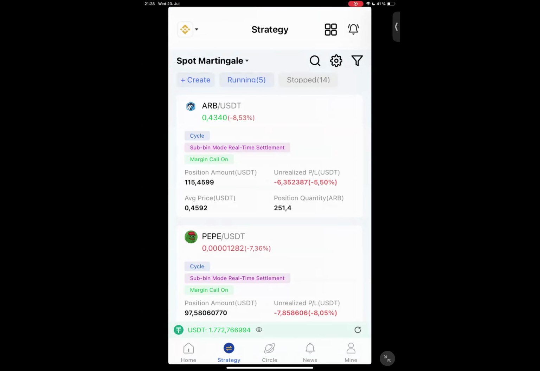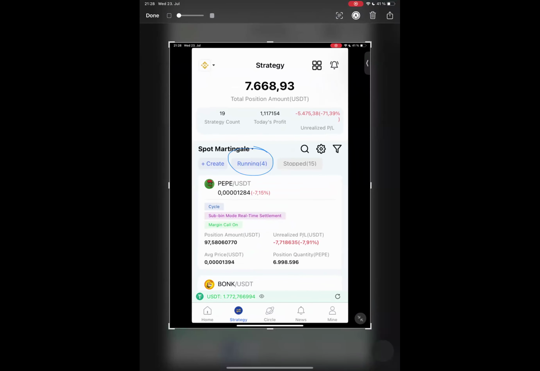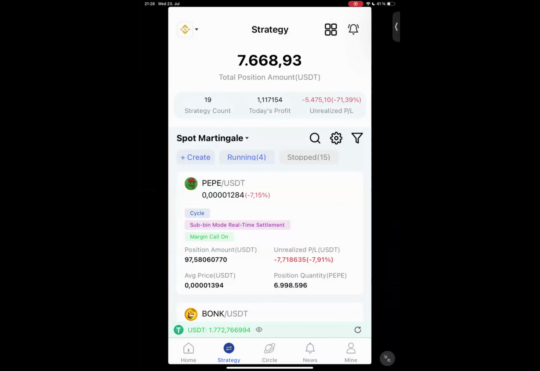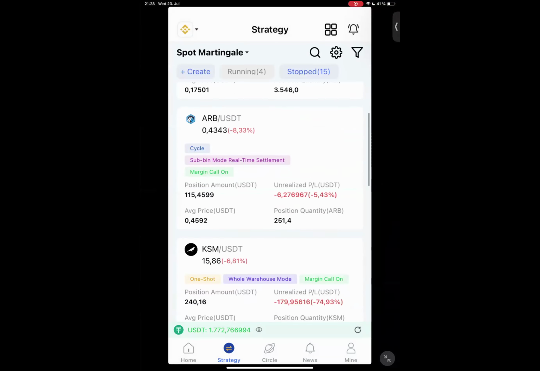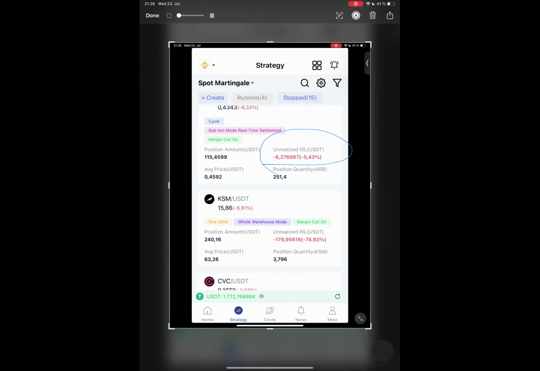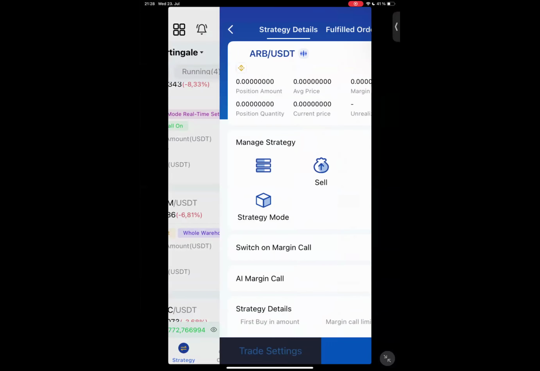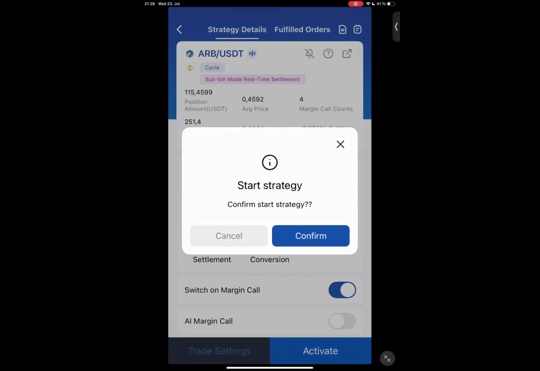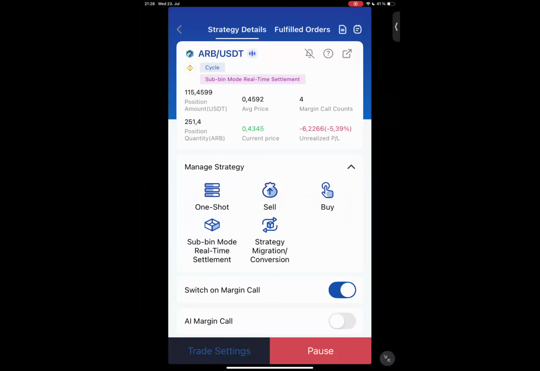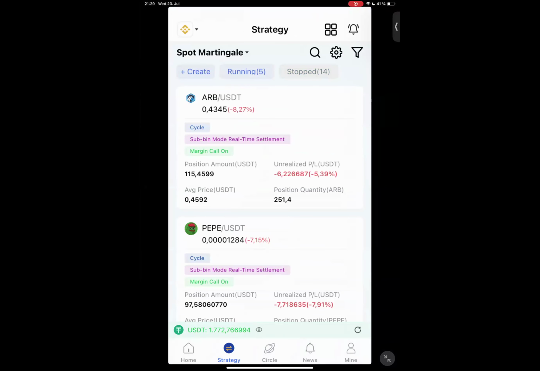So now where do I find my paused coins? When we came at first, this was 5, this was 14. Now it has increased to 15 because I just paused ARB, right? So I'll go to stop. Then I'll see ARB. ARB is here. I'll just tap on it again. Then I activate. Do you want to start strategy? I confirm yes. Then it will go back under the running.